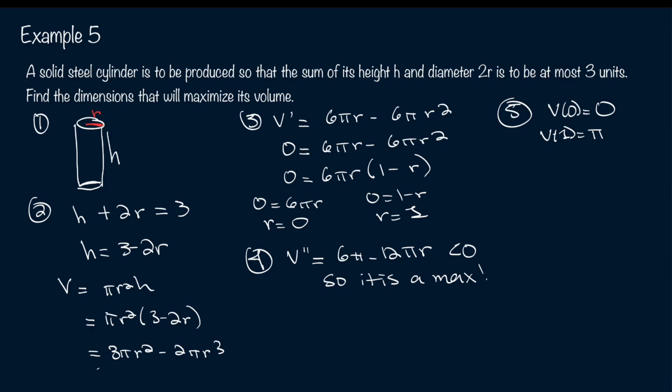So what we can do is now plug it back in, where h is equal to 3 minus 2r. So we get h is equal to 3 minus 2 times 1, and we get h is also equal to 1. So we have our r value that we know we need, we have our h value, and we know that it is going to maximize the volume of the cylinder.